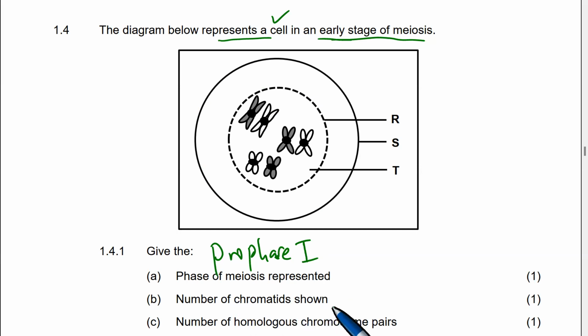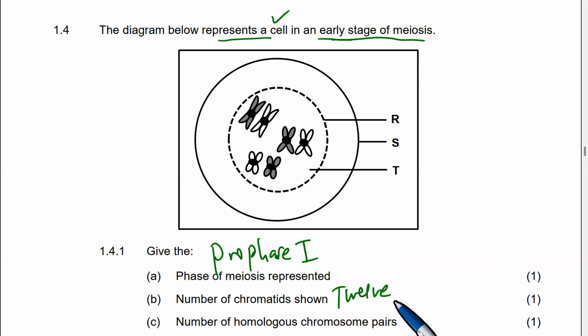Number of chromatids shown. If you count very carefully, you realize that there are 12 of them. If you look here, 2, 4, 6 by 2. 1, 2, 3, 4, 5, 6, 7, 8, 9, 10, 11, 12. So there are 12 of them.